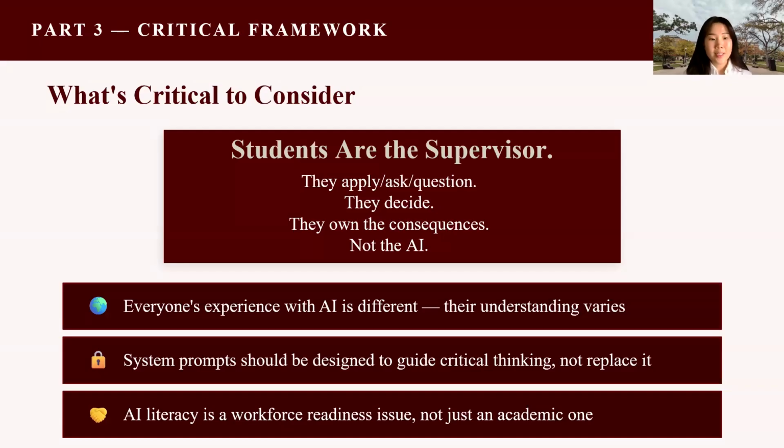And the second point is that system prompts should be designed to guide critical thinking, not replace it. What we did in the system prompt is we didn't let the AI agent provide the answer. Instead, we strictly specified what the AI's responsibilities are and what the human should do. There were charts where students brainstormed what they need to do and what the AI agent should not do.